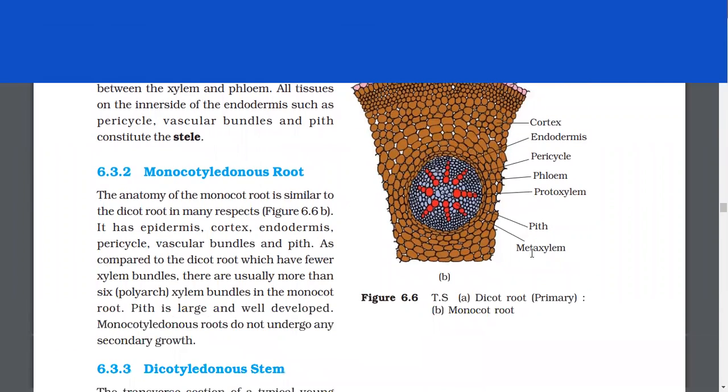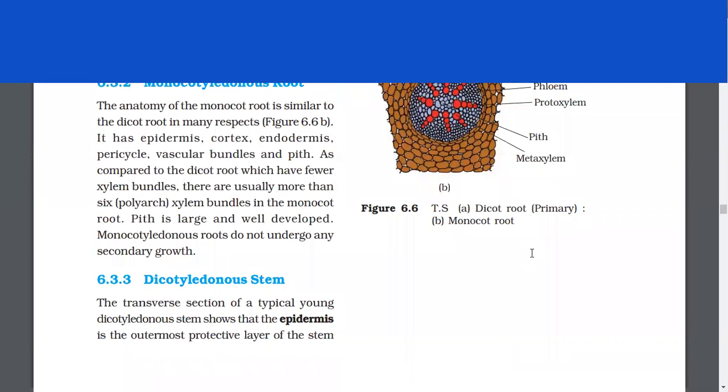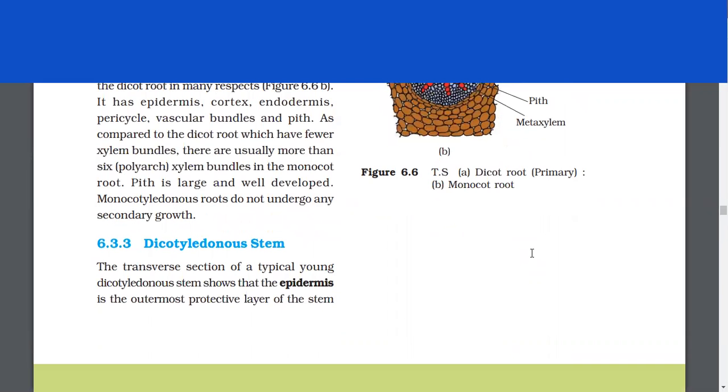Monocotyledonous root. The anatomy of the monocot root is similar to the dicot root in many respects. It has epidermis, cortex, endodermis, pericycle, vascular bundles, and pith. As compared to the dicot root, which has fewer xylem bundles, there are usually more than 6 xylem bundles in the monocot root. Pith is large and well developed. Monocotyledonous roots do not undergo any secondary growth.